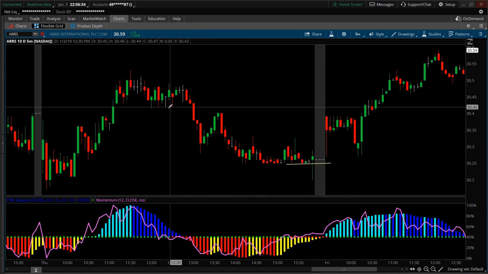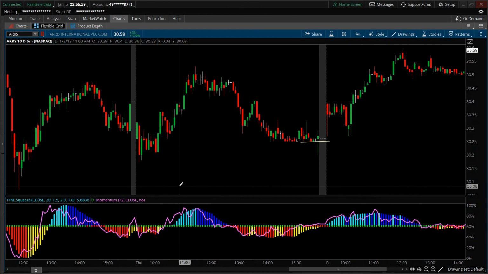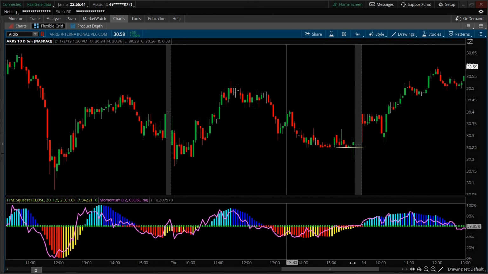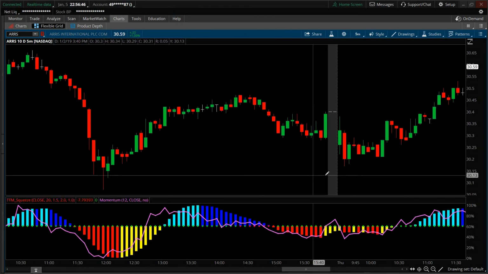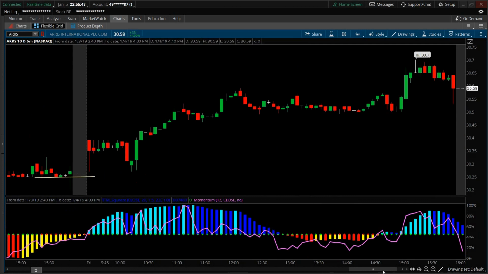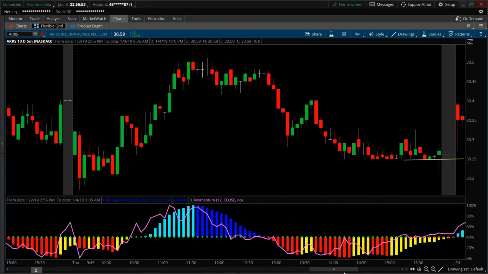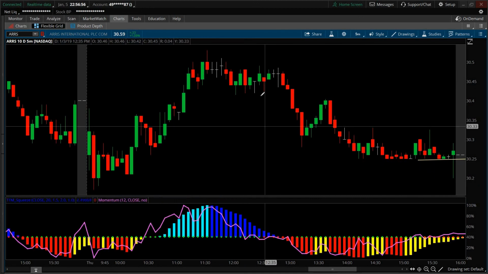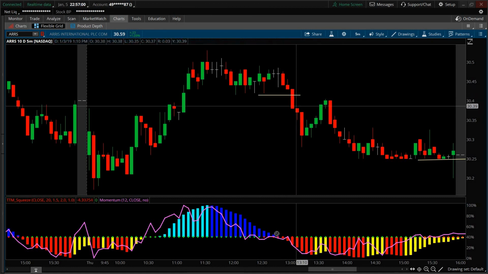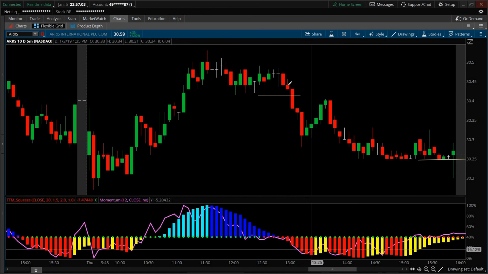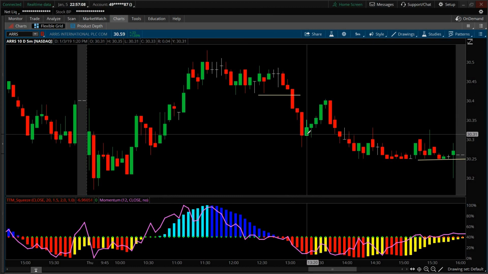Here's another squeeze. So we did that one right here. Here's another squeeze. As soon as it came out of that squeeze, since the momentum was on the bottom, it took a dive from 30.41 to 30.31.